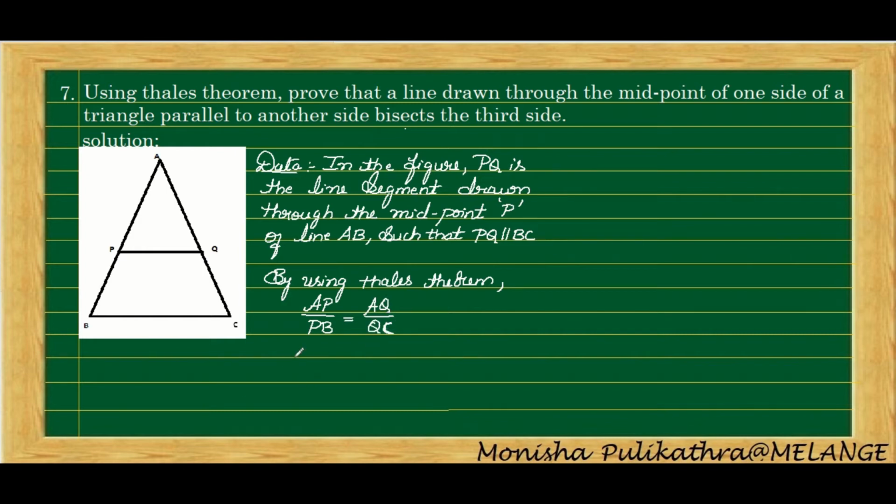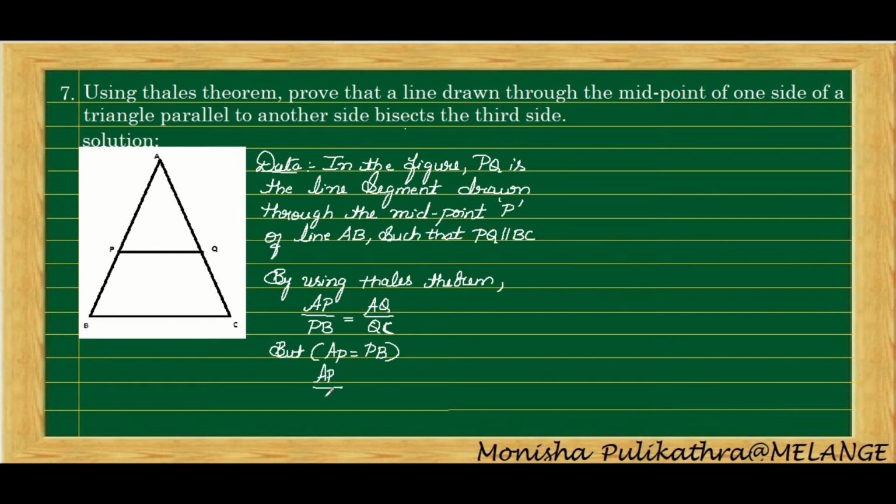But AP is equal to PB. So why AP is equal to PB? Because we already know that P is the midpoint. If it is midpoint, this length will be equal to this length, right? So AP length is equal to PB length. Therefore, AP is equal to PB. If AP is equal to PB, we can write PB or AP instead of that.